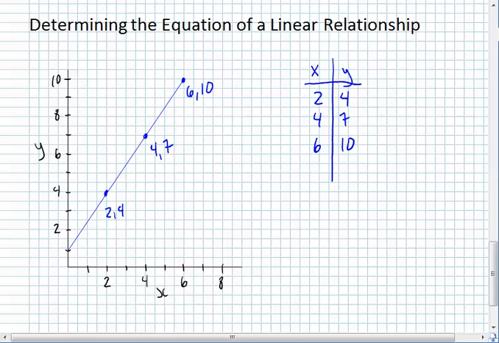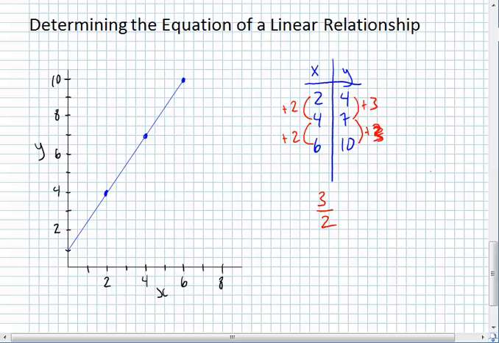Okay? So let's look at that change again like we did before. In other words, this is going up by 2. This is going up by 2 as well. This goes up by 3. This goes up by 3 as well. So it's the same relationship for both of them. It's up 3 over 2.